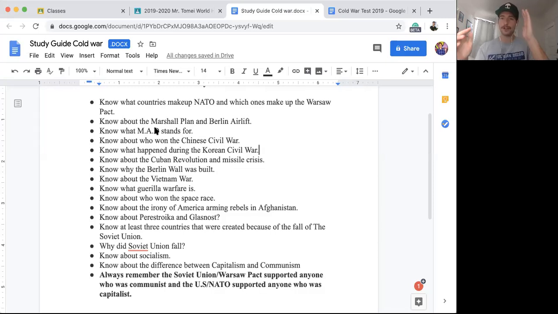Again, understand that communism is at one end of the scale, capitalism is at the other end, and the majority of countries in the world fit somewhere in the middle, and we would call that socialism. The United States is a socialist country. We are very capitalist leaning in our values, in our policies, and in our culture. But we're a socialist country.